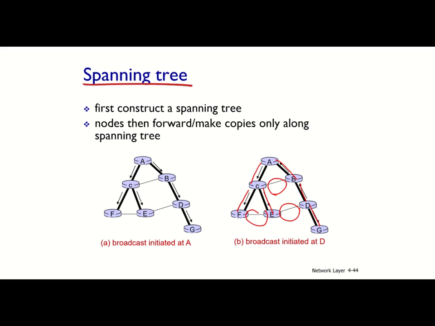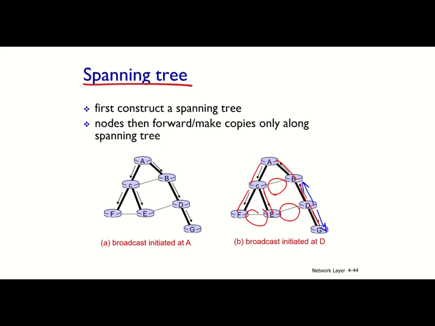Here at the beginning, assuming that D initiates the broadcasting, D forwards a copy of the message to G, a copy of the message to E, and a copy, not E, sorry, only sends a copy of the message to G and B, right? So since D is the source, we first send a copy to G and send another copy to B. Why doesn't D send the copy to E? Because the edge between D and E doesn't belong to the spanning tree.